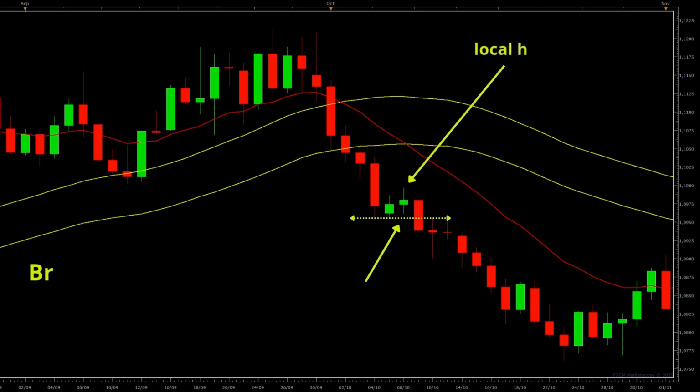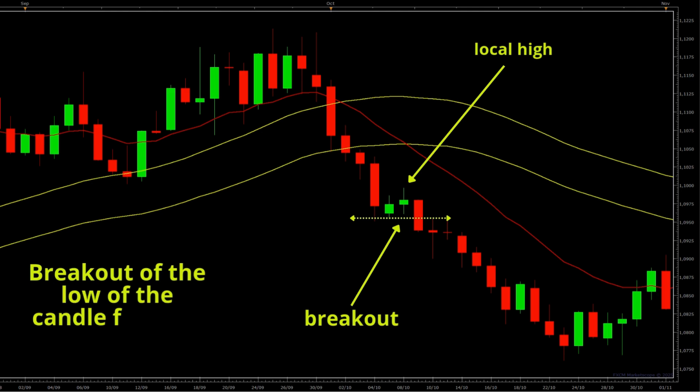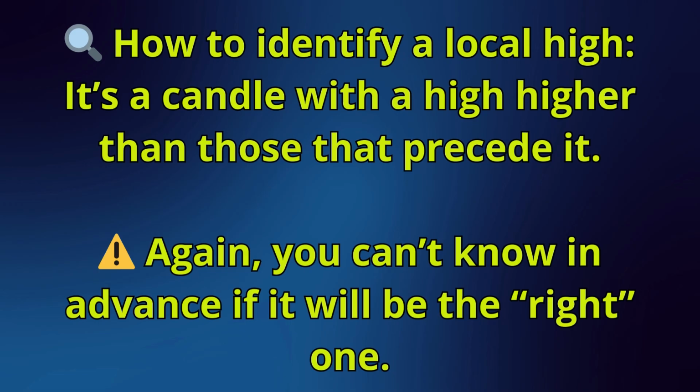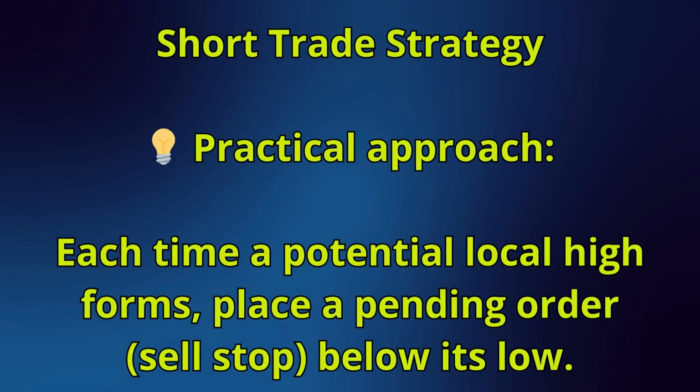And our entry trigger is the breakout of the low of the candle that forms a local high. Again, we are waiting for a small pullback to end and for the main trend to resume. A local high is simply a candle with a higher high than the candles preceding it. And just like with local lows, we can't know in advance if it will be the definitive peak of the pullback. So, our practical approach is identical.